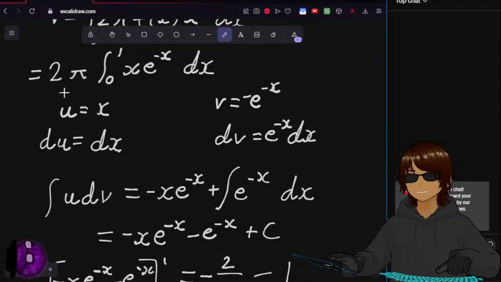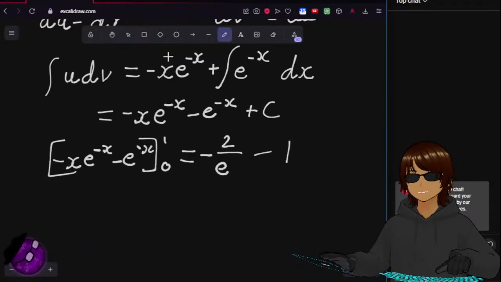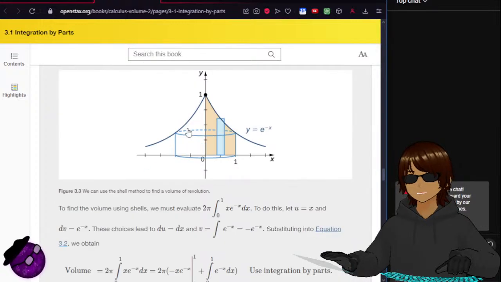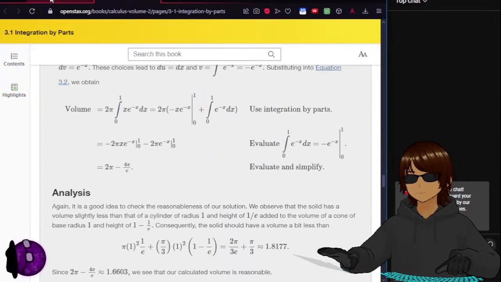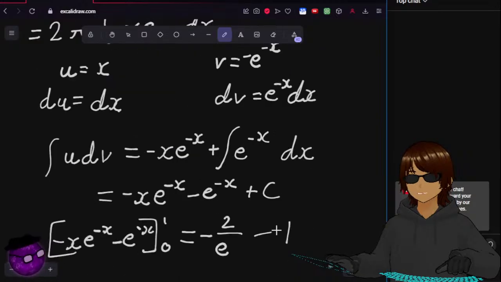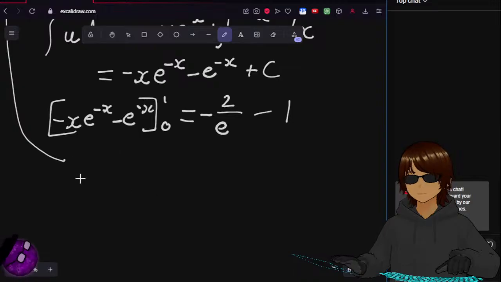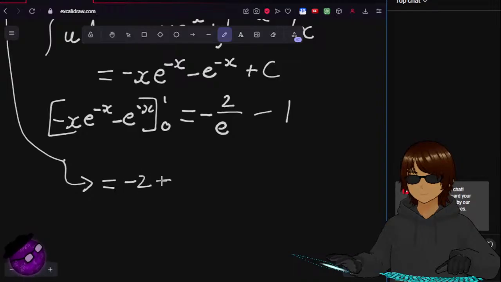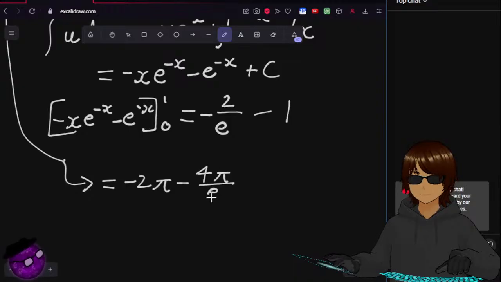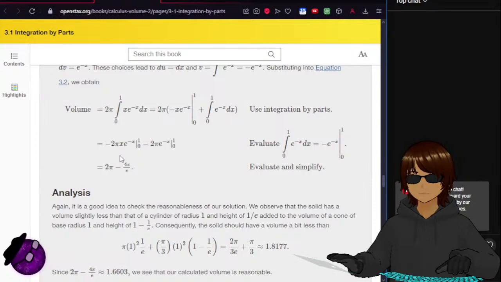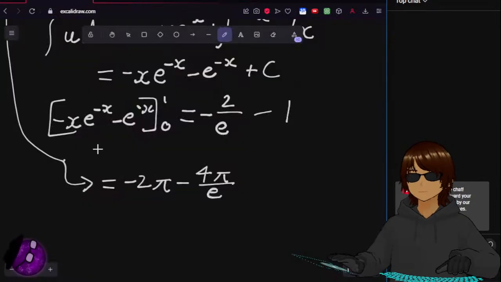So the final answer is 2 pi times this, 2 pi. So this is minus minus becomes plus, right?